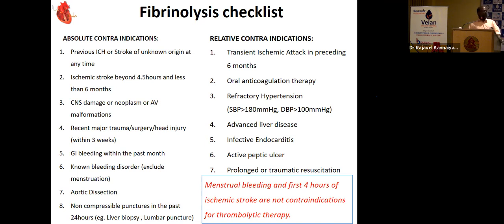And then any intracranial neoplasm, any major trauma within 3 weeks, GI bleeding within the past 1 month, any bleeding disorders excluding menstruation, aortic dissection, and non-compressible punctures. Any procedure done within 24 hours, for example liver biopsy or lumbar puncture, which are non-compressible, is also an absolute contraindication. Menstrual bleeding and ischemic stroke within 4.5 hours are not contraindications for thrombolytic therapy.